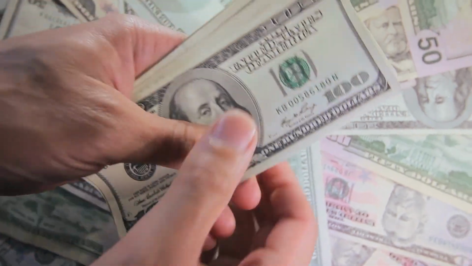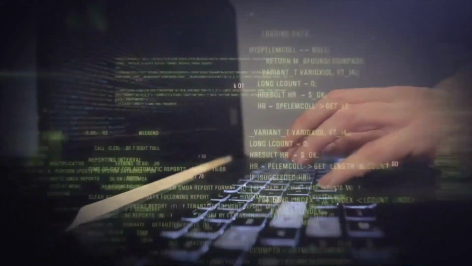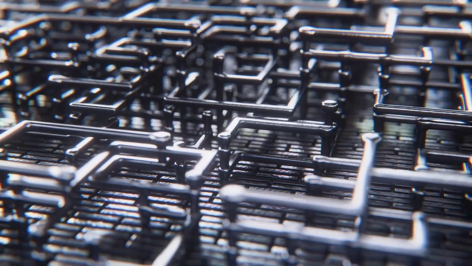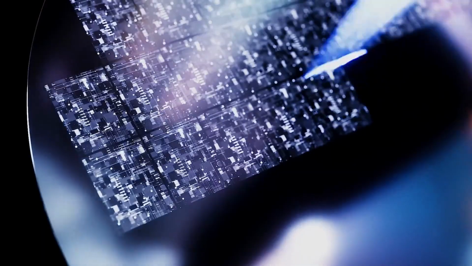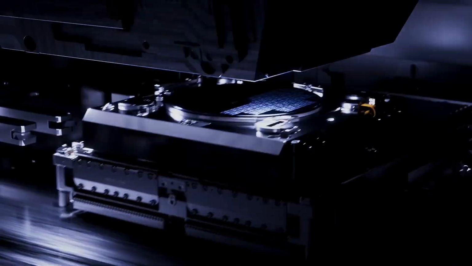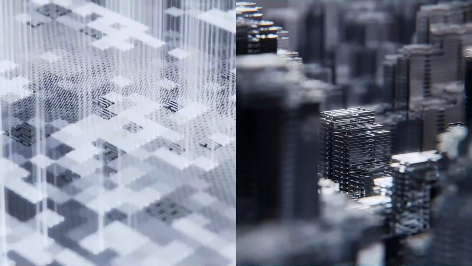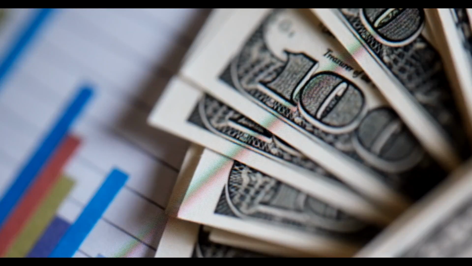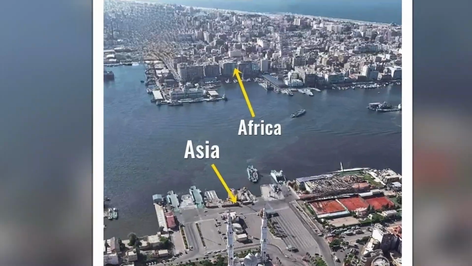EUV machines from ASML cost over $200 million each, and even DUV systems are extremely expensive. China's new solid-state laser could potentially be used to build cheaper lithography machines that require less energy, less maintenance, and no rare gases. If China can produce advanced chips at one-third the cost, many developing nations may prefer Chinese equipment. This would give China greater influence across global markets, especially in Asia and Africa.